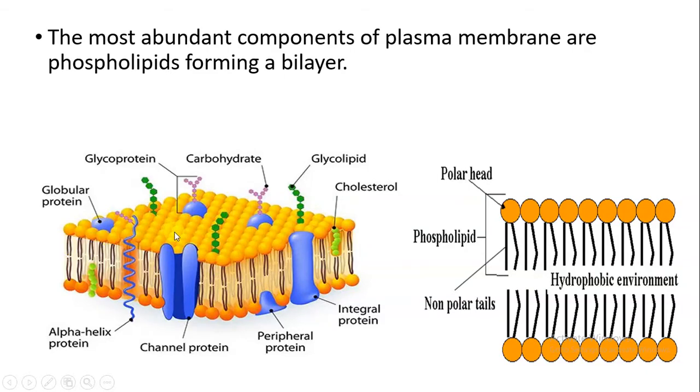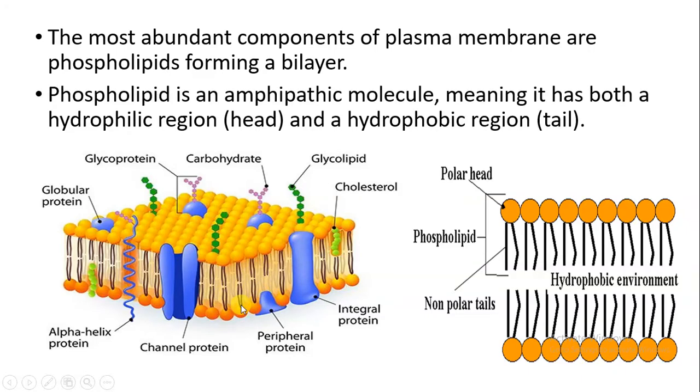So the most abundant component present in the plasma membrane is the phospholipid. You can see the phospholipid consists of a head and a tail. So this is one layer and this is the second layer. In this way, two layers of phospholipid are present. You can see one layer and this is the second layer. In this way, a bilayer of lipid will form.